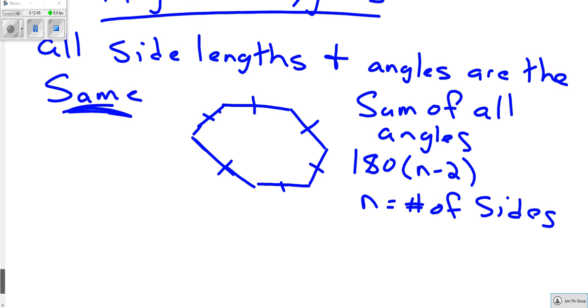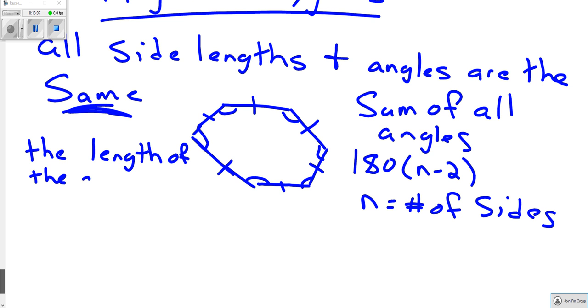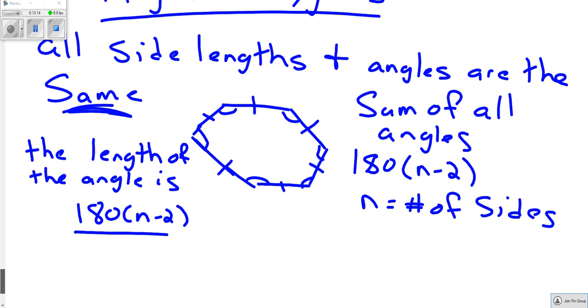Now, if you want to find out what the measurement is on these angles, because it's a regular polygon, I stated up here all the angles are the same. To find one of the interior angles, we divide by the number of sides. It's just the same formula over again. At this point, it's a hexagon, so 6. 4 times 180 is 720.